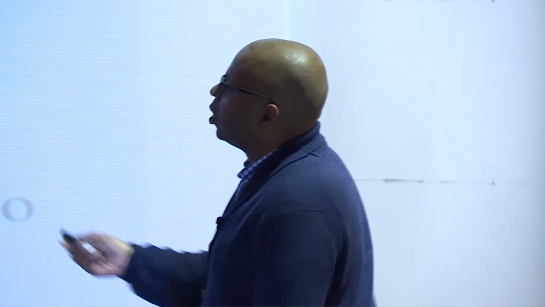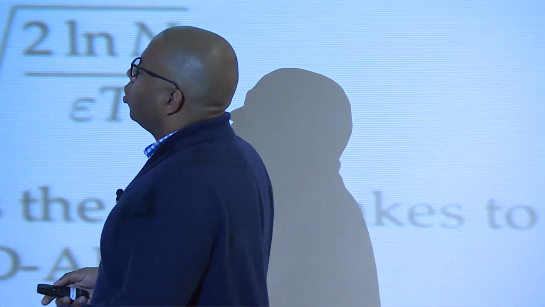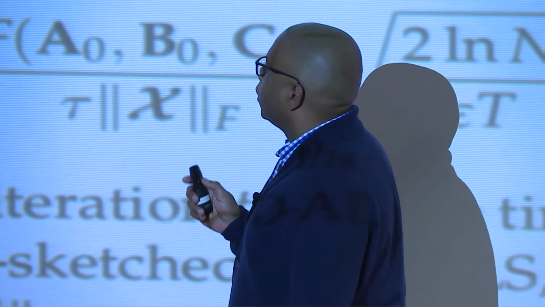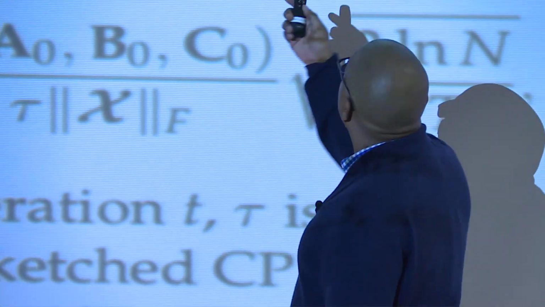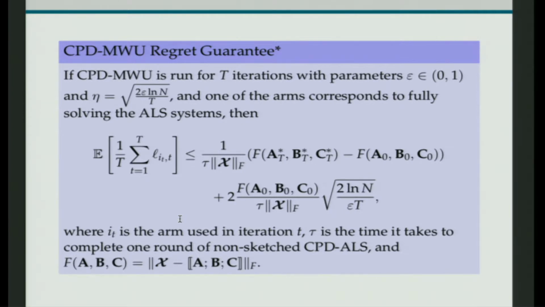Okay, but what is this saying? Well, it's saying that we track the performance of the best arm. So here I'm assuming one of the arms corresponds to fully solving the ALS system. So this would be the performance of that arm. After t iterations, this is the error of that arm. And we see that we're only 1 over square root of t, basically, larger than that error.